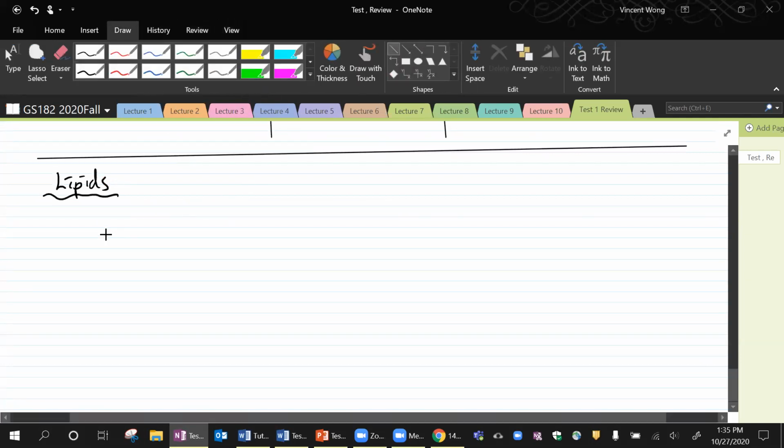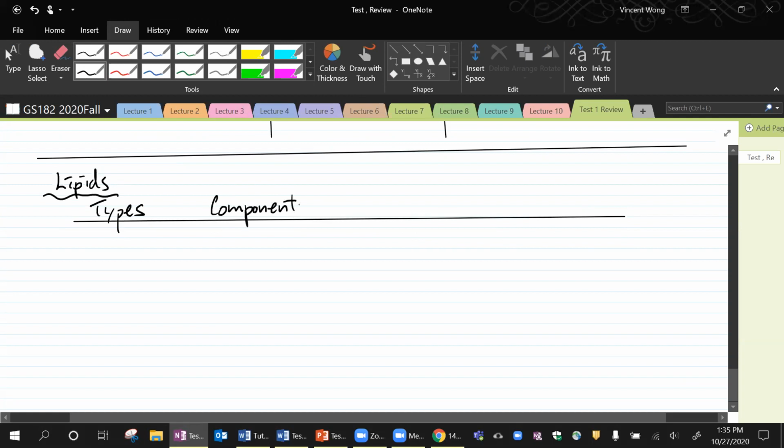Next, we should do lipids, maybe? Lipids. Okay, I gotta go faster. We have lots to do. For lipids, so let's do another chart. We can do types of lipid, types. We can do components. We can do examples and functions. Okay.